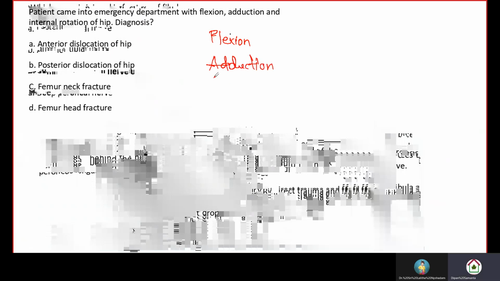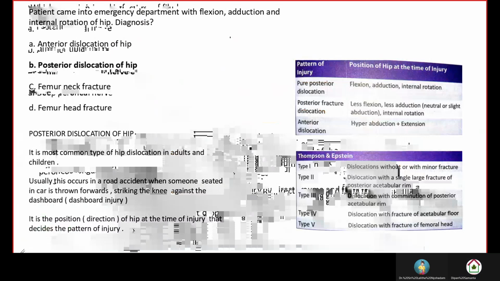Okay, next question. Patient came into emergency department with flexion, adduction, and internal rotation of hip. Diagnosis will be posterior. External rotation, anterior. Internal rotation, posterior.